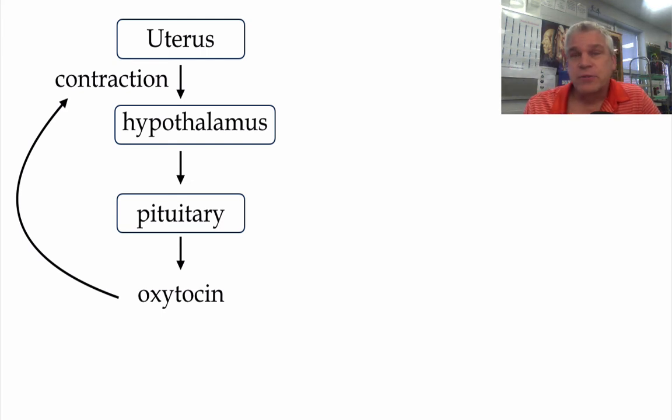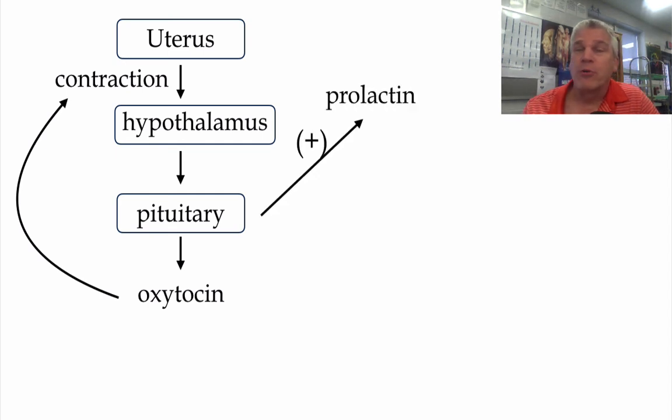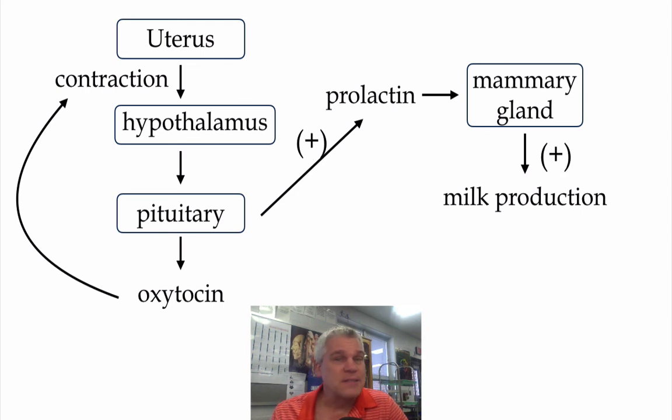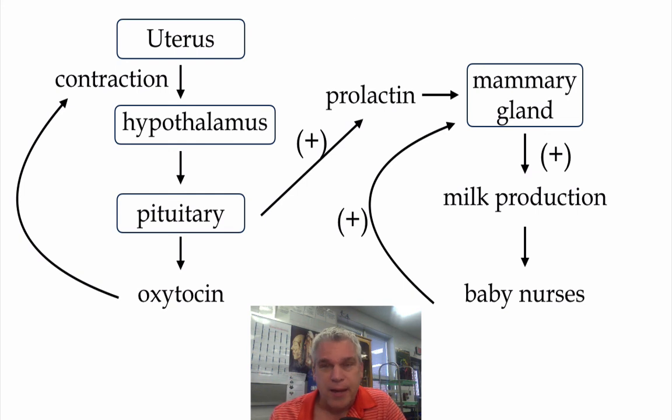As oxytocin levels begin to increase, that is going to cause the pituitary to produce a hormone called prolactin, which is also a positive feedback because increased oxytocin causes more prolactin. Prolactin's job is to go to the mammary glands, which is then going to produce the milk, which is also going to be a positive feedback. But after labor is over and the baby's been delivered, that milk production needs to continue. Now what's going to keep that milk to continue to be produced? Well, this is where the baby comes in. As long as the baby is nursing, prolactin is still going to be made, which is still going to cause milk to be produced, which is also a positive feedback.